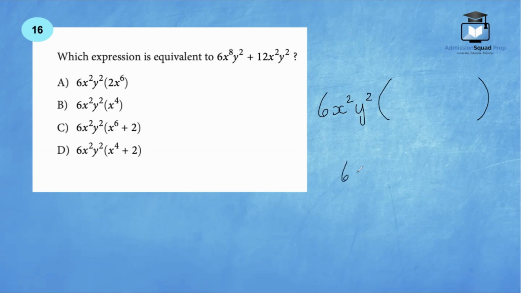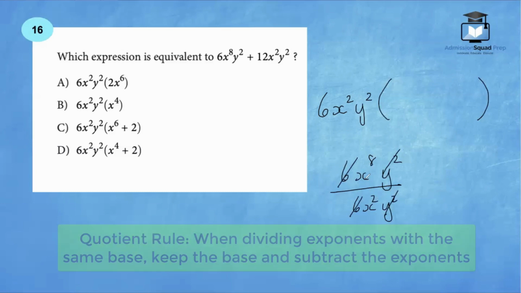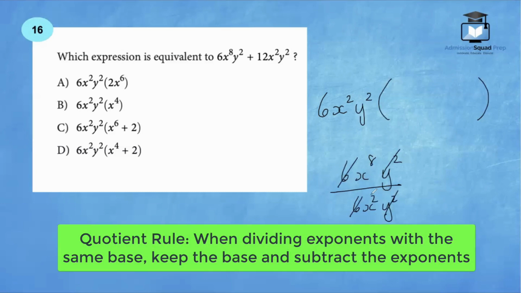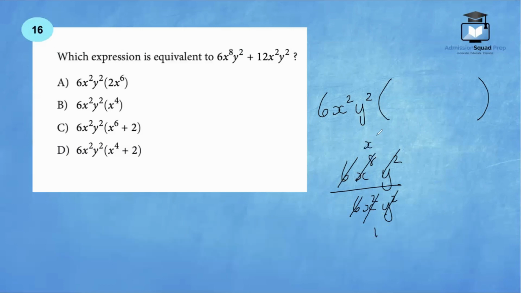We have 6x to the 8th y squared divided by 6x squared y squared. The 6 is going to cancel out, the y squared is going to cancel out, and now we have x to the 8th divided by x squared. The rule is when dividing exponents with the same base, we keep the base and subtract the exponents. So we can do 8 minus 2 to give us 6. So we're leaving x to the 6th power behind. That's going to be the first term that's left in the parentheses.